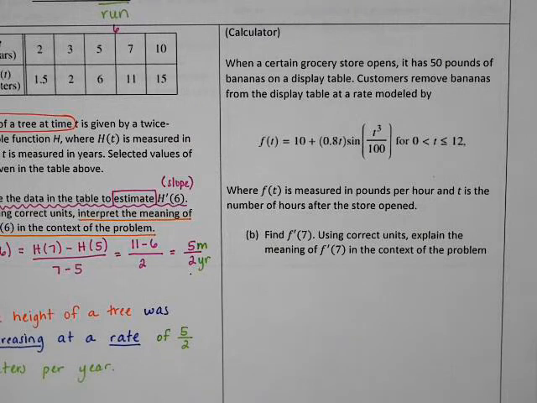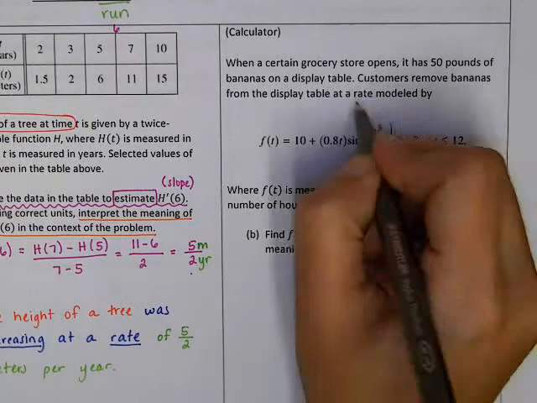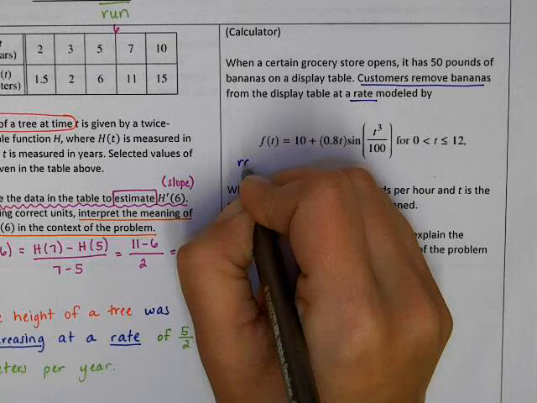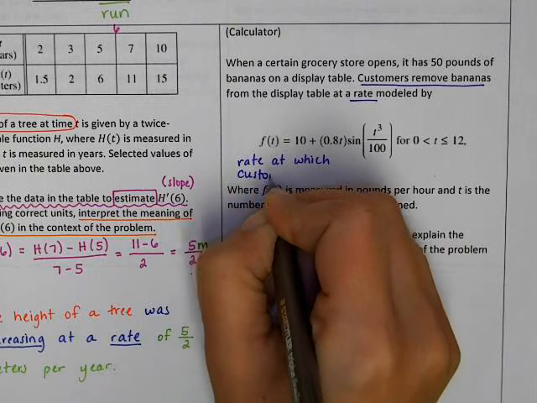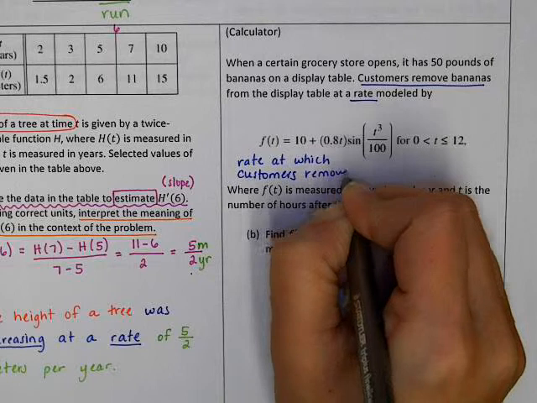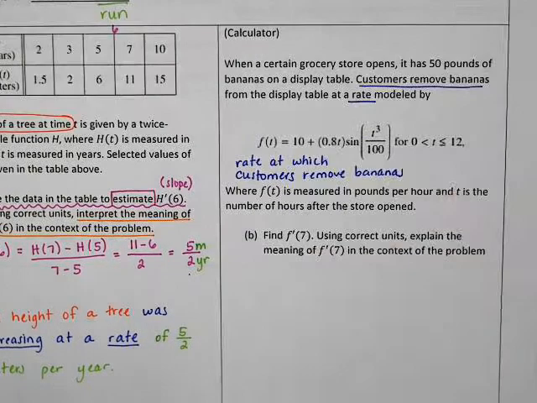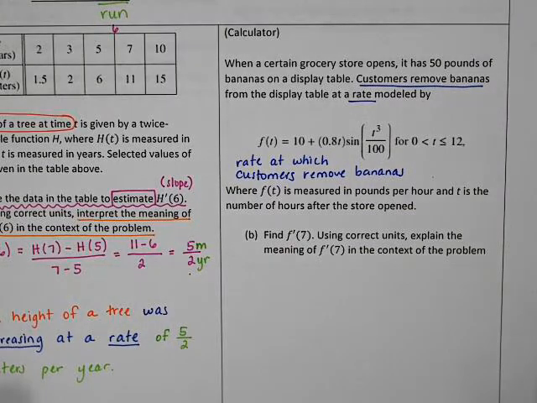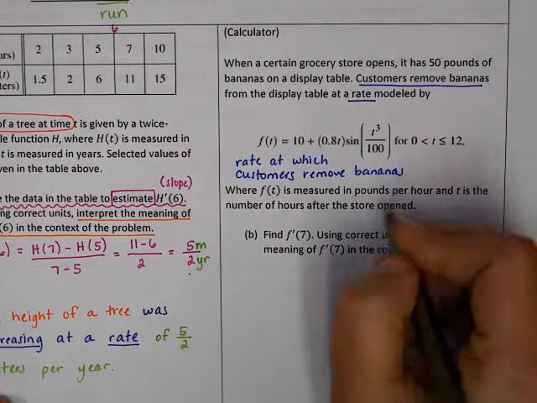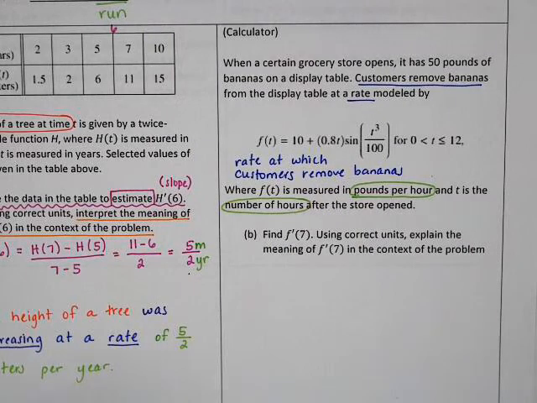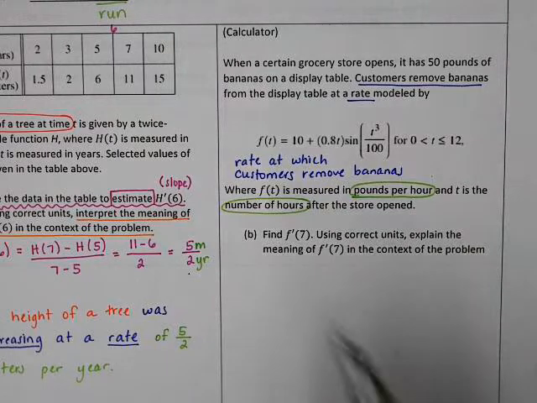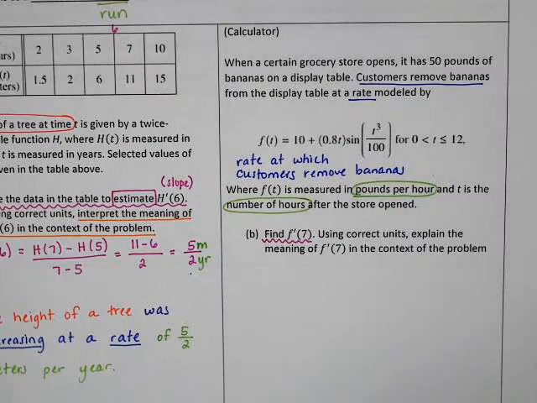So when a certain grocery store opens, it has 50 pounds of bananas on display. Customers remove bananas from the display table at a rate modeled by this function. So this function is the rate at which customers remove bananas. Where f of t is measured in pounds per hour, so they're giving us some units here to work with. And since we're going to need the units later, we've got pounds per hour for a certain number of hours after the store opened. Find f prime of 7, so that's going to be step 1. And then, using correct units, explain the meaning.